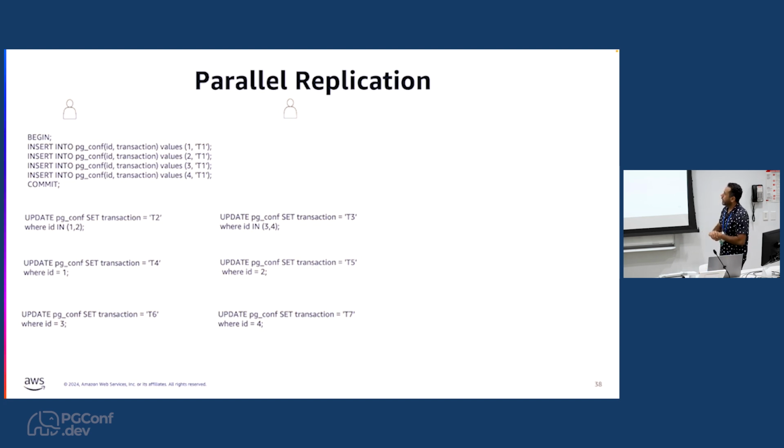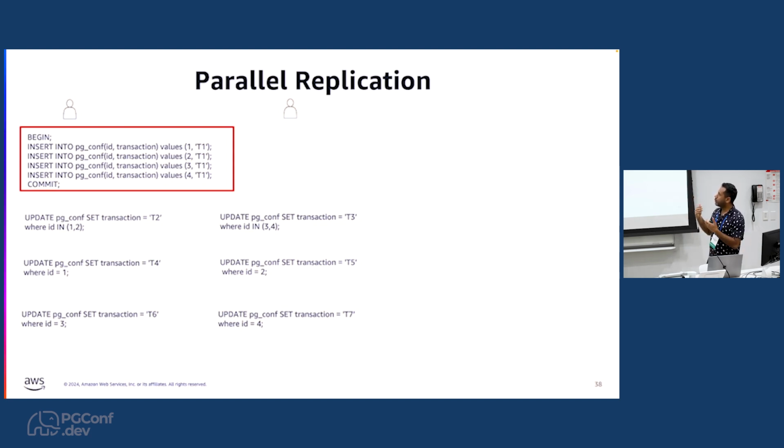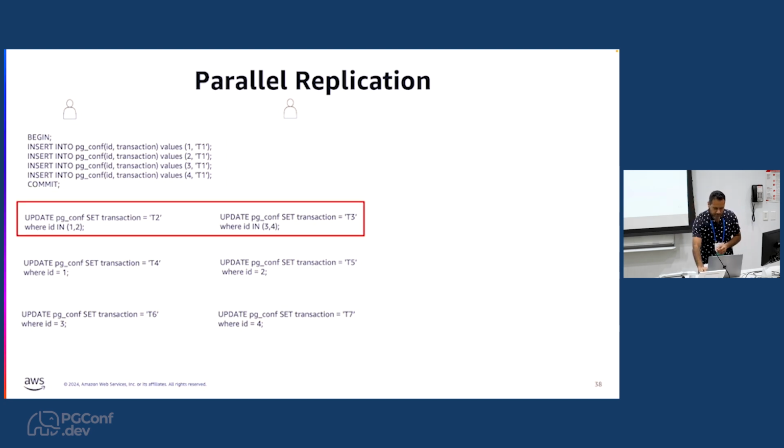So here I have two users, one on the left side, one on the right side, and they ran a bunch of transactions. The first user did a begin and a commit, which means it's part of one transaction. It inserted 4 rows with ID 1, 2, 3, 4, and we name this transaction T1. And then it committed. After that, the first user updated rows 1 and 2 in transaction T2.